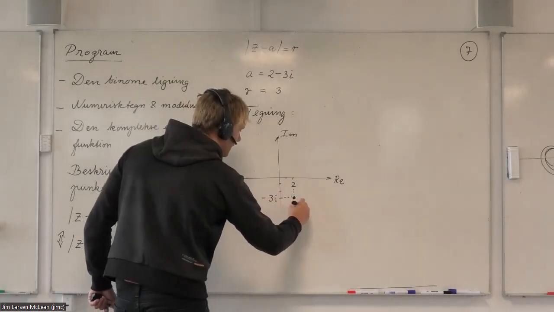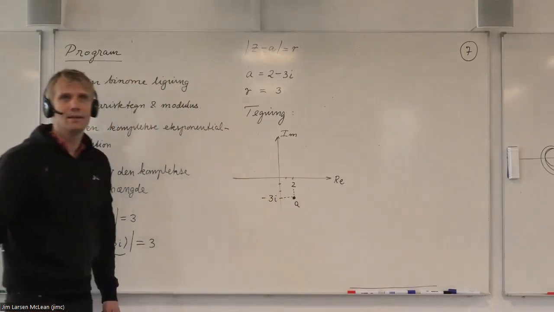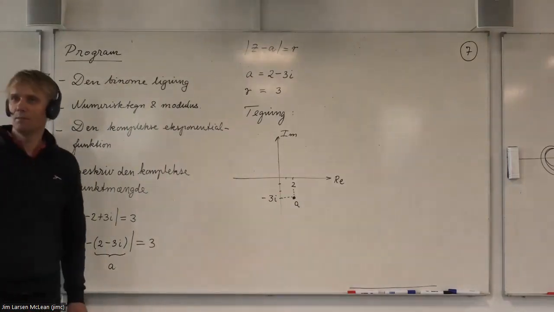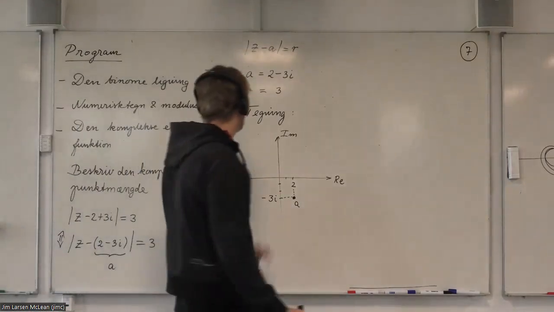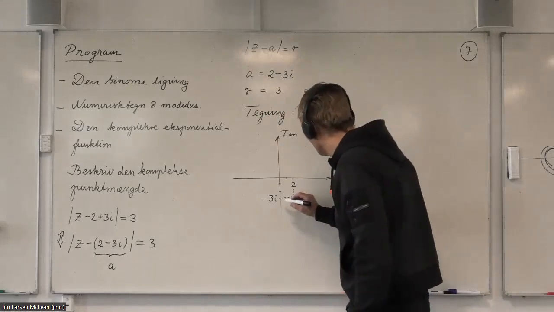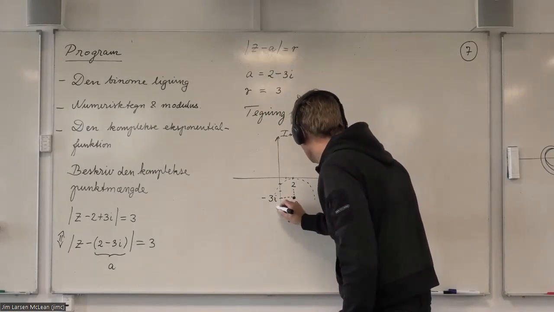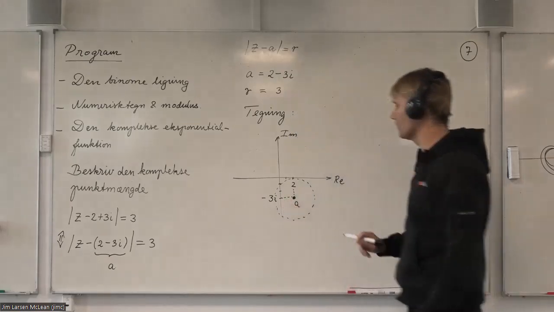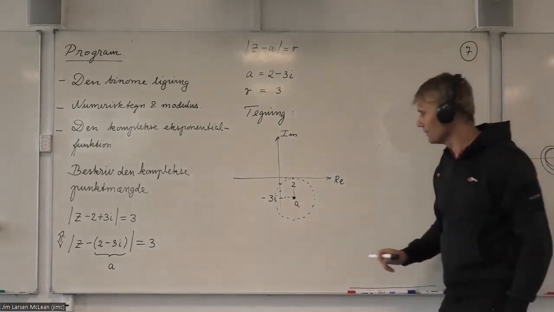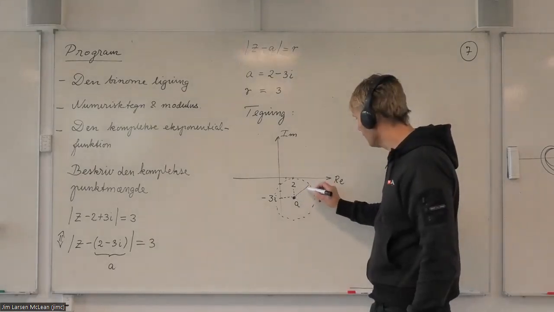Take note that A is a point in the plane. It's a complex number, and the radius is supposed to be 3, which means that my circle should come out here, then it needs to hit up there, and then go around like this, so my circle looks continuously circular. And it has a radius here of 3.